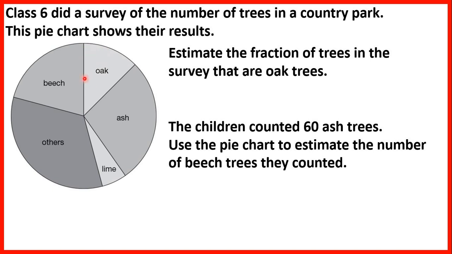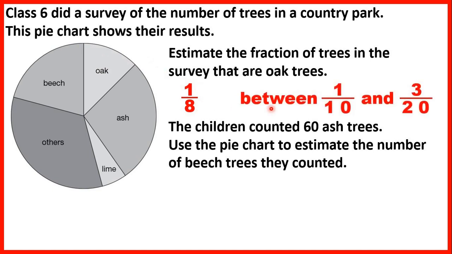And I think you would probably need about 8 of these sections to fill the whole circle. So that means the fraction that are oak trees is 1/8. And you get the mark for an estimate of between 1/10 and 3/20.